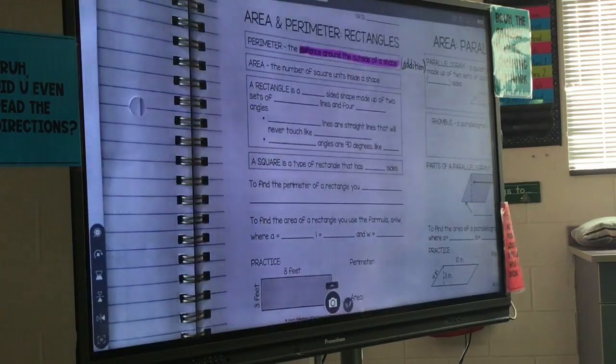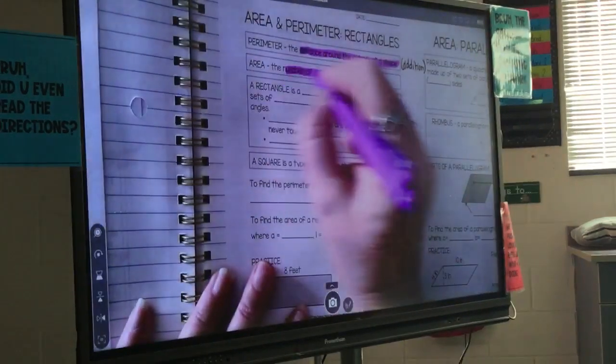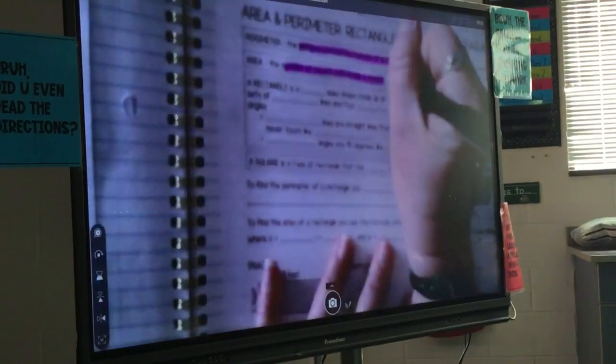All right, area. It's the number of square units on the inside. So what operation do we do for area?